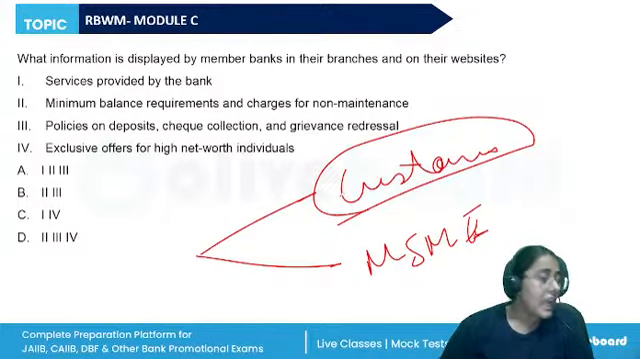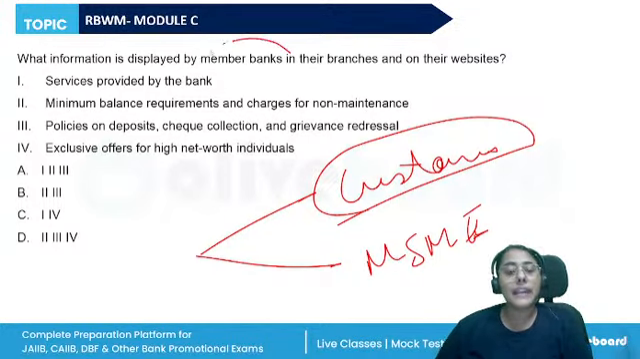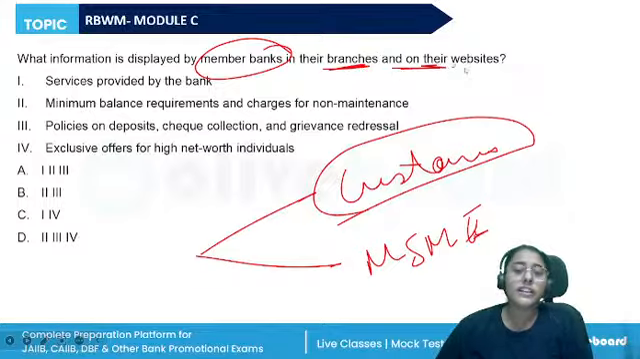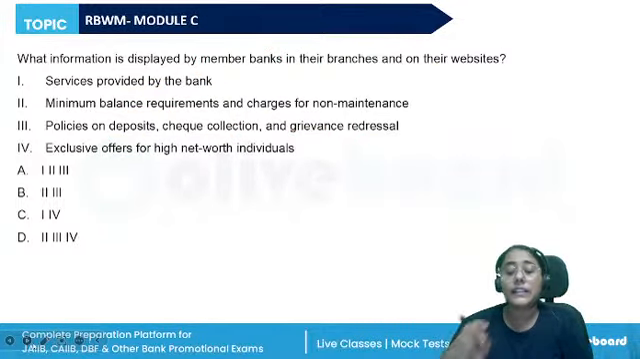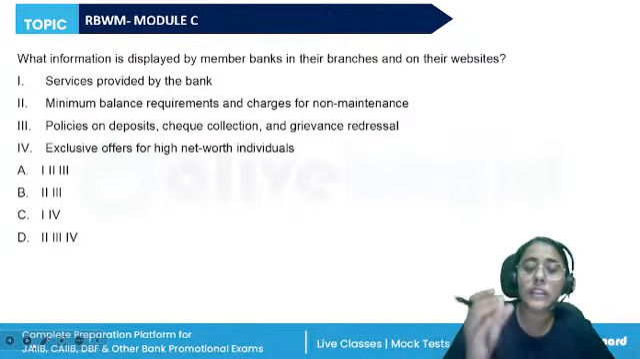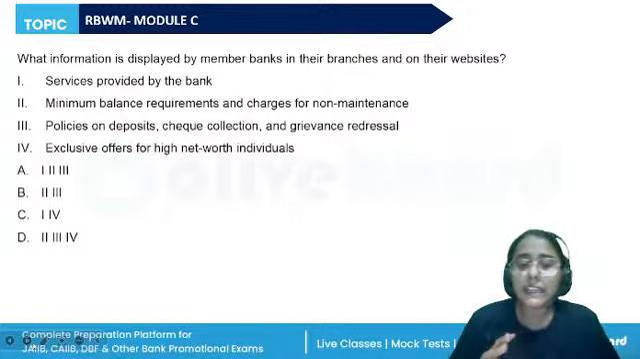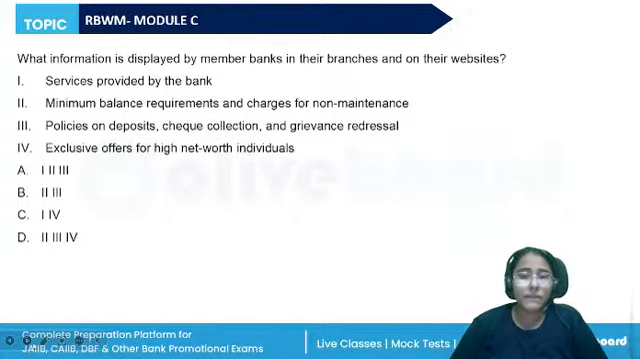Under that, which information should be displayed by the member bank in their branches and on their website? The services provided by the bank, minimum balance requirement, policies on deposits, check collection, grievance redressal, and exclusive offers for high net worth individuals. So complete, adequate, and timely information in the appropriate language should be provided to the customer, so that the customer understands the risks, terms, and conditions.